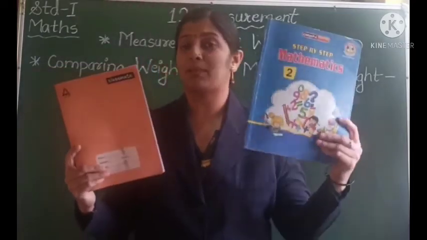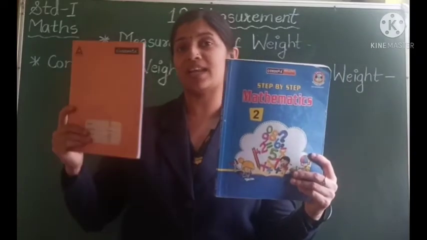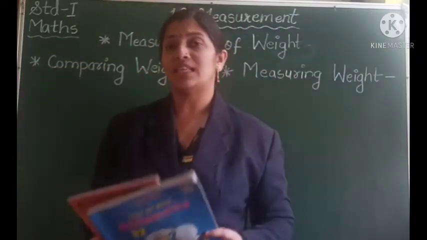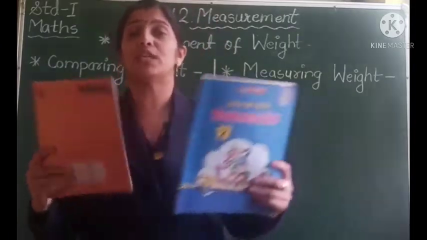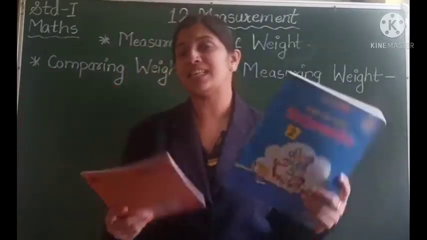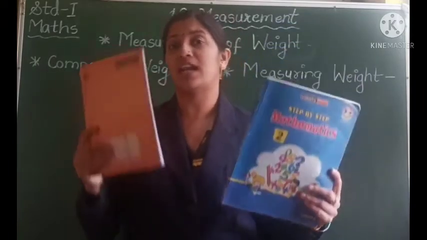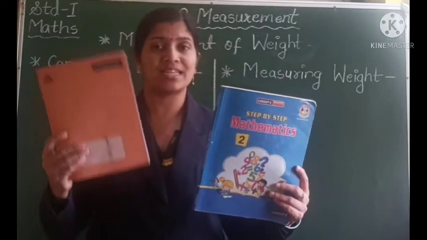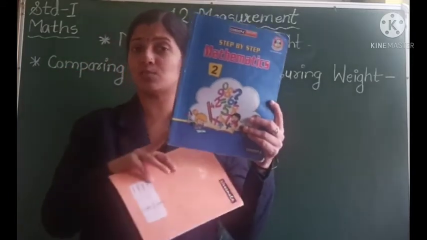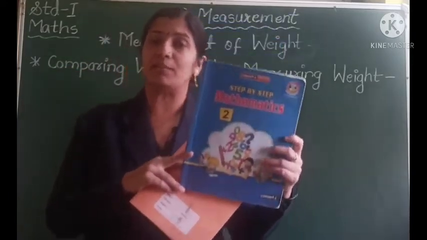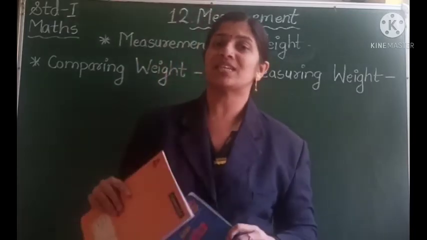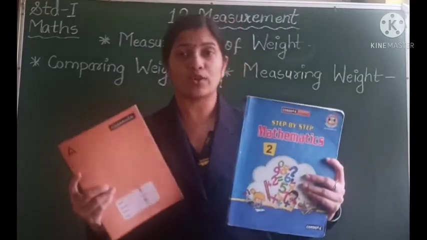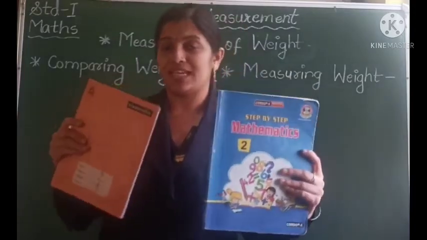Here you can see I am having this big book in my hand, and this book is a little smaller than this book. So if I think of comparing the weight of these two books, I can easily tell that this book is heavier and this book is lighter. Since this book is smaller in size, it will be lighter, and since this book is bigger in size, it will be heavier. So just like the comparing of length, comparing of weight also can be done very easily.